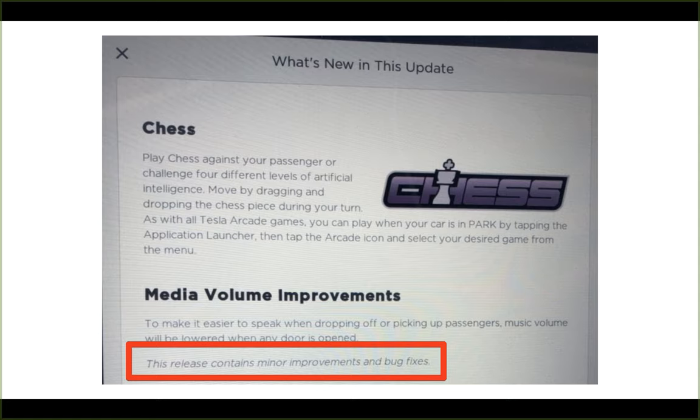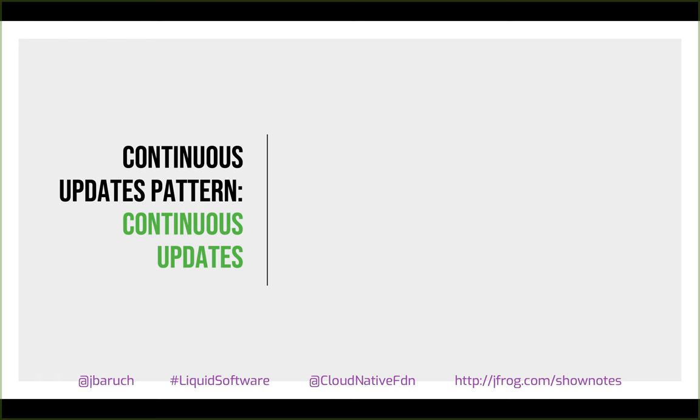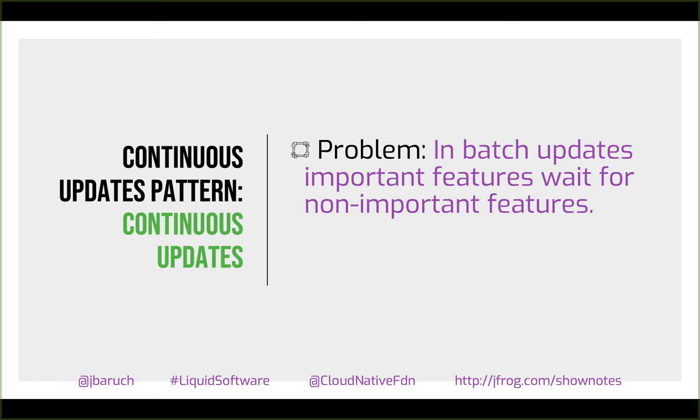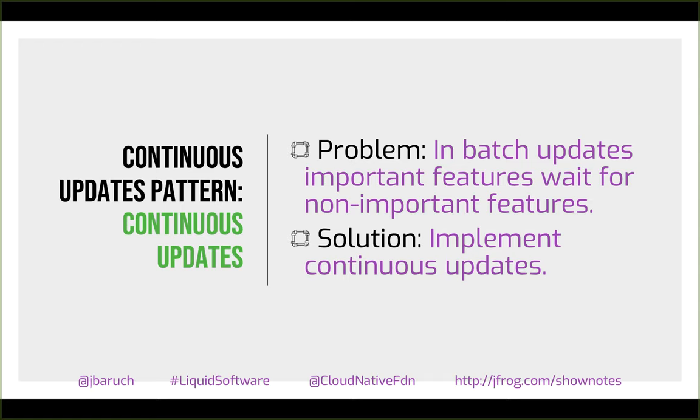So regardless of what is weighted against what, when you do batch updates, important features, whatever is important for the user, and that might differ between users, wait for non-important features. So for me, I had to wait for chess to get the fix for the brake. Someone else had to maybe wait for an irrelevant fix for their autopilot while they're waiting for the chess feature. So instead, you implement continuous updates, over-the-air updates, and deliver the features as they come out.